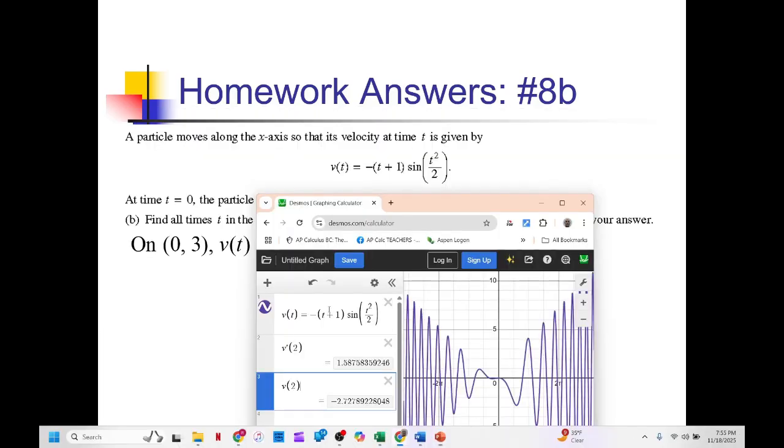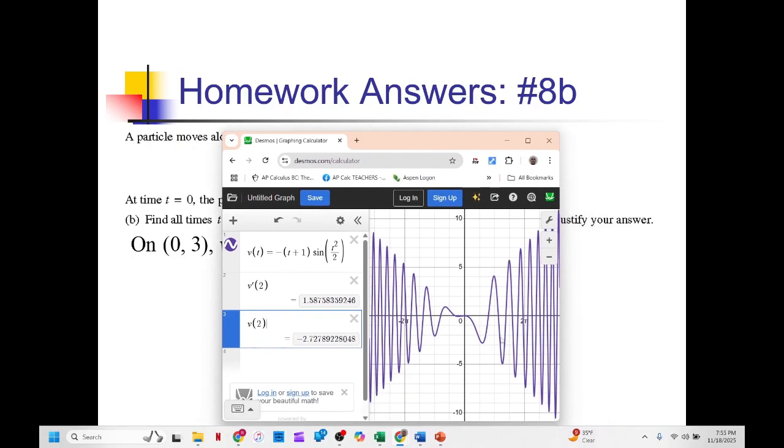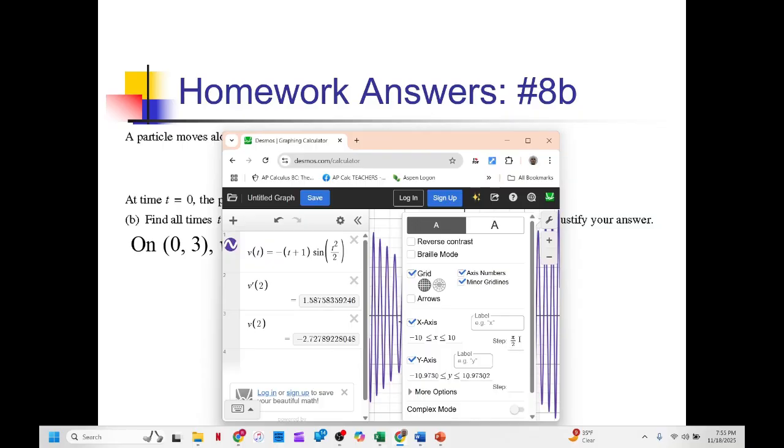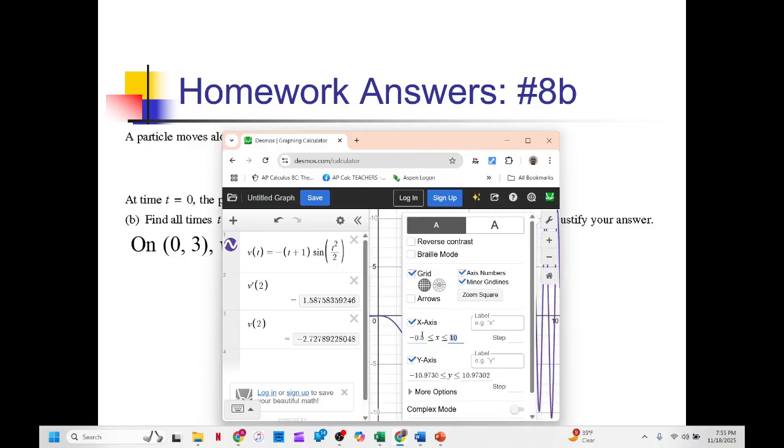So let me go back there. I already have v entered earlier in there from part A. So let me just zoom in a little bit. Actually, let me just set my interval. And let's see here. Let's make this go from negative 0.5 to positive 3.5, just so I can see a little better.